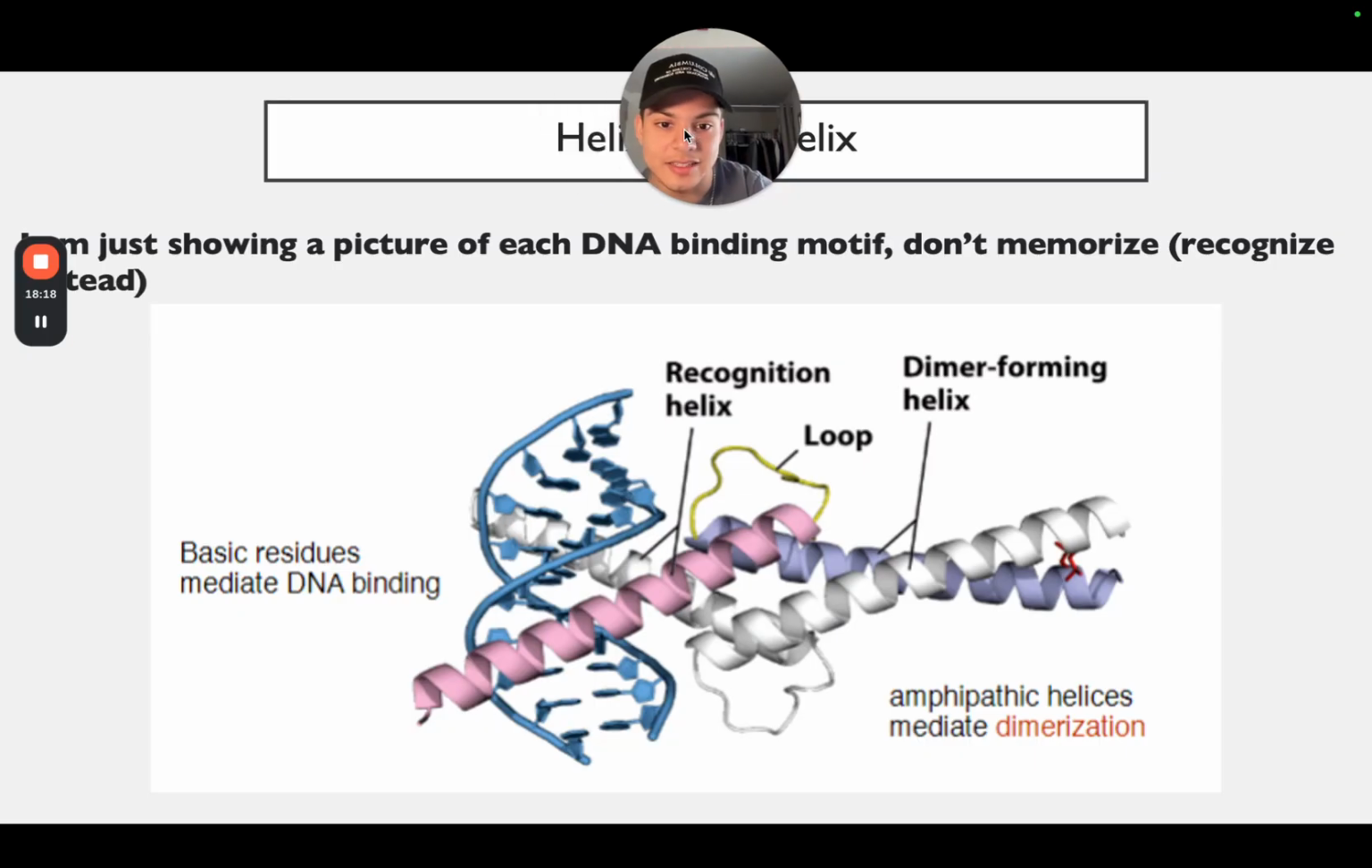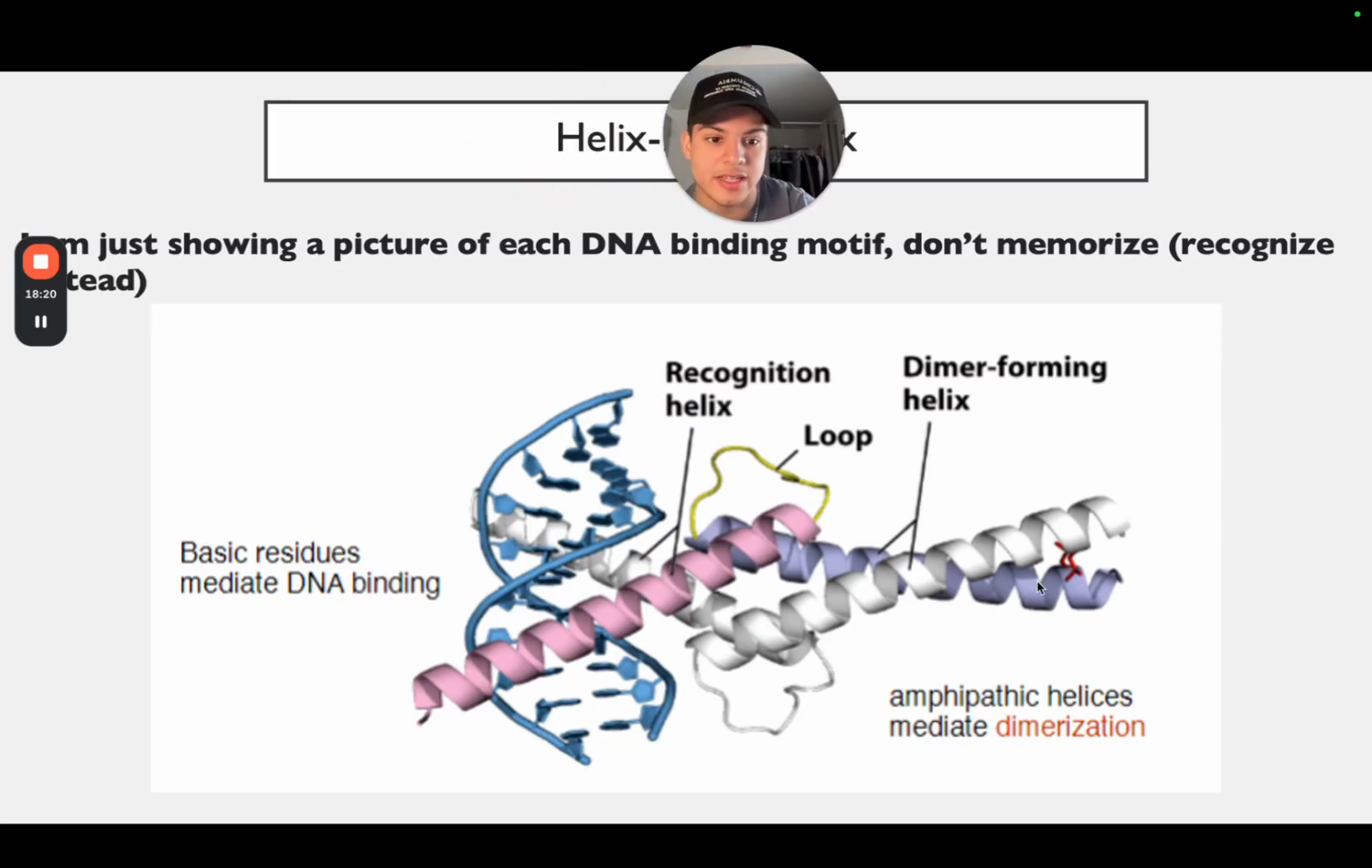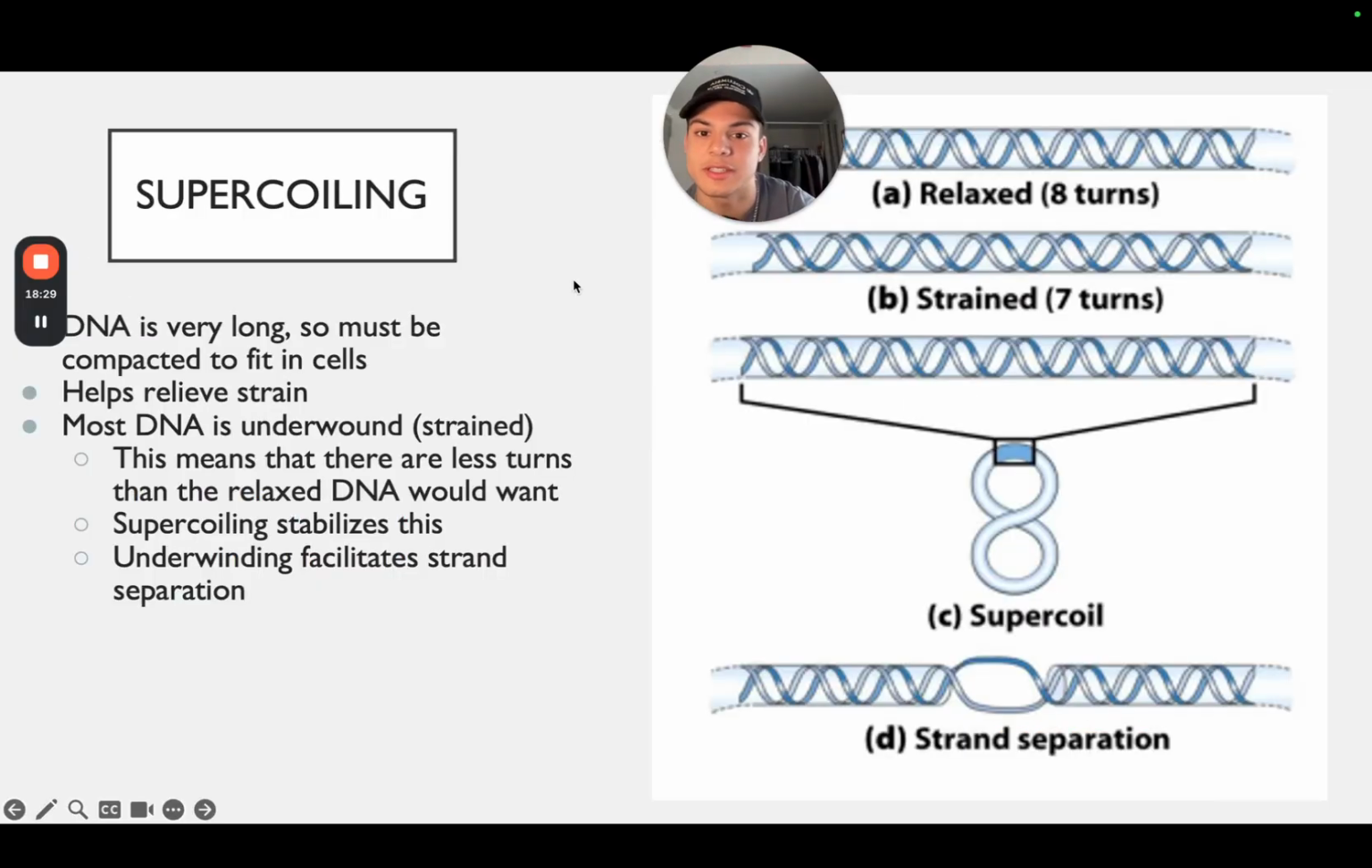Then the next thing is the helix loop helix. As you can see, we have a dimer forming helix, the loop, and then the recognition helix. And again, basic residues mediate the DNA binding. So here and here you would find basic residues on these proteins specifically.